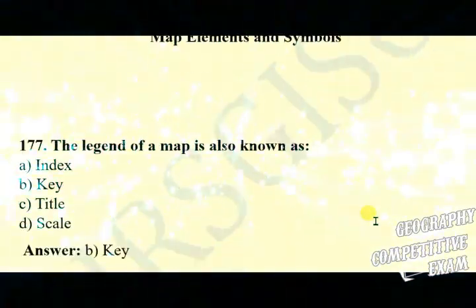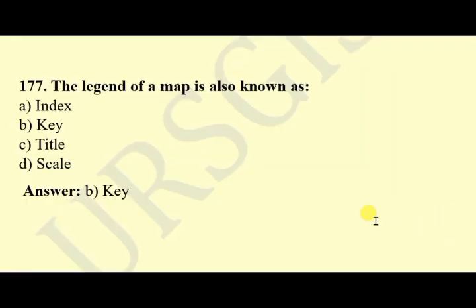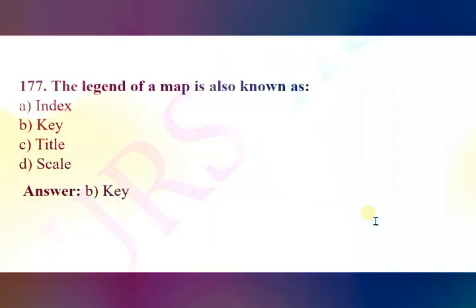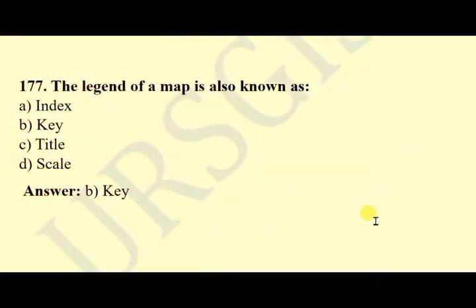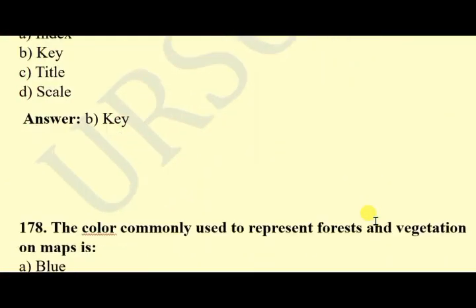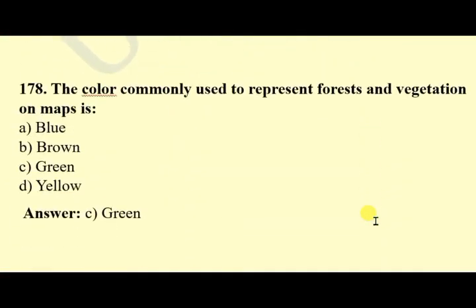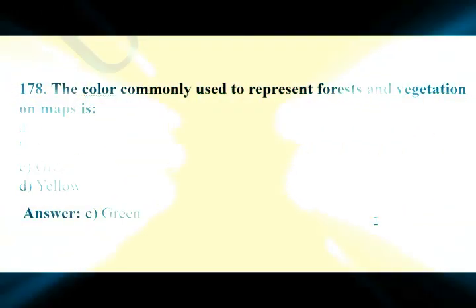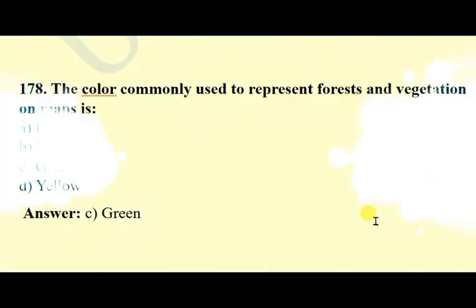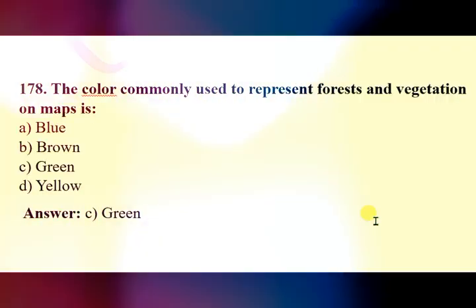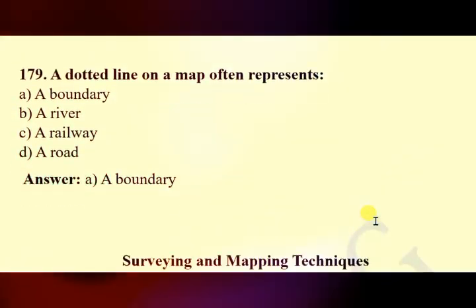Map elements and symbols. Question 177. The legend of a map is also known as index, key, title, scale. Here the right answer will be key. Question 178. The color commonly used to represent forest and vegetation on maps is blue, brown, green, yellow. Here the right answer will be green. Yellow is for agriculture, brown is for altitude or topography, blue is for water.